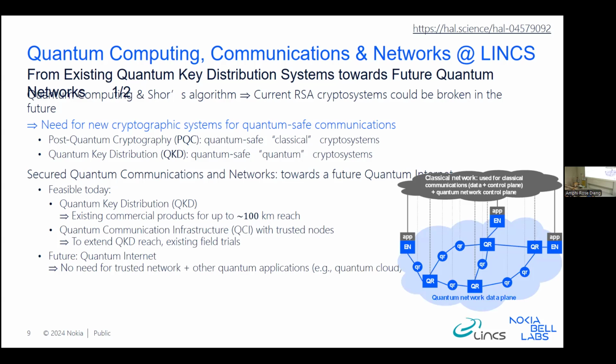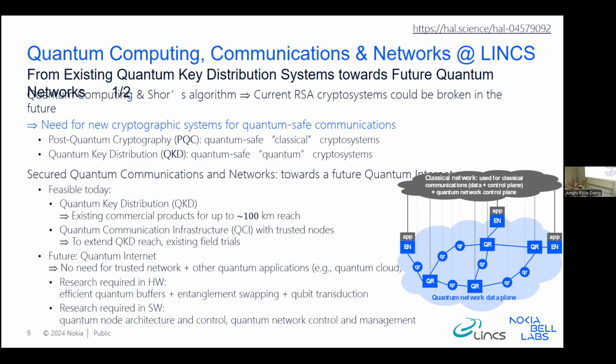Another interest is that the application is not only QKD. We can also use quantum networks for distributed quantum computing, delegated quantum computing, quantum consensus, and so on. There is some research required both in hardware and software. The most blocking point today is the hardware part. The technology is not yet available for quantum buffers, entanglement swapping, and qubit transduction between matter qubits in quantum memory and flying qubits in fibers, flying qubits being photons.